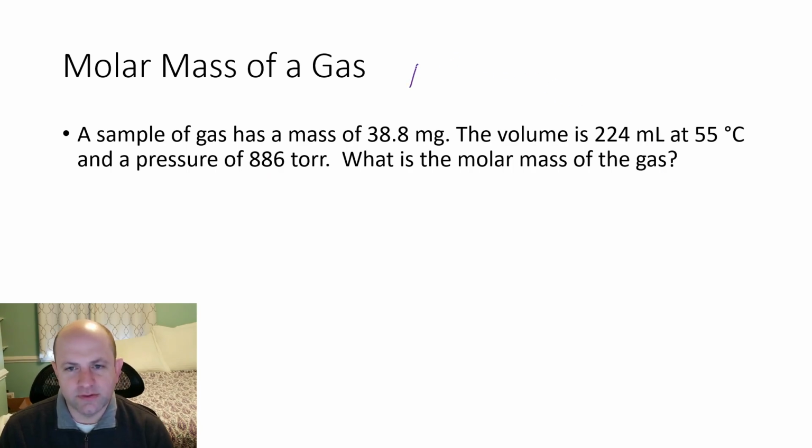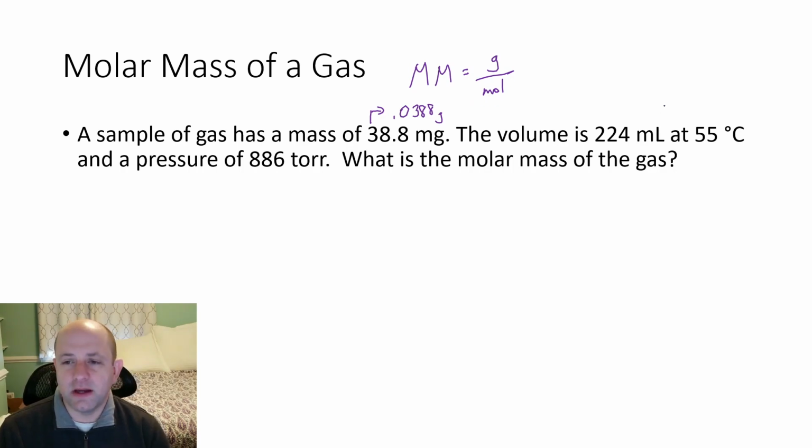And so the way I always think of this is say, okay, molar mass is just always grams per mole. So if I need grams and I need moles from something. Well, here's the grams. It's milligrams, but I can make that grams. I divide by 1,000. So this would be 0.0388 grams. So, okay, I've got that number. But where do I get moles from? I get it from the ideal gas law.